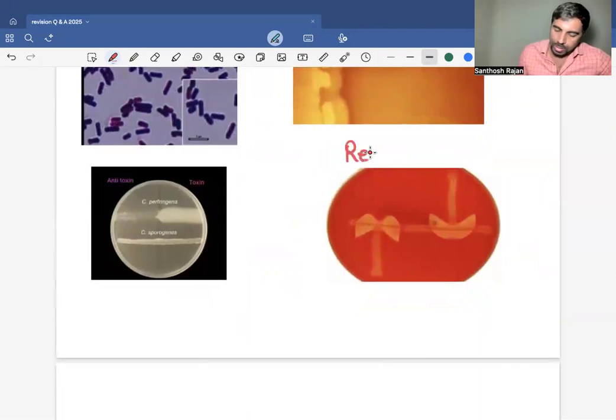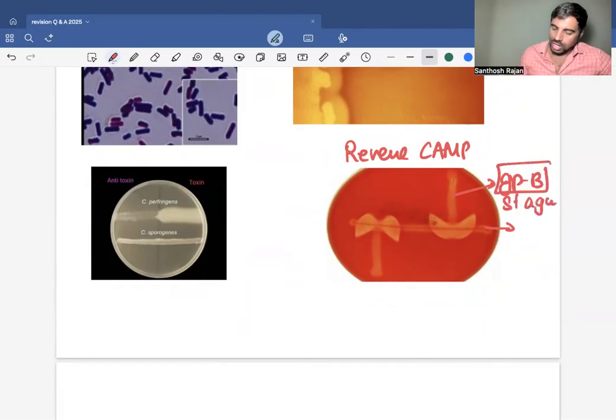Then he's a crazy fellow, so he does reverse CAMP. He always does reverse CAMP. In reverse CAMP, what happens? On the side, it is always the group B, Streptococcus agalactiae, and here instead of Staphylococcus, you put Clostridium perfringens. That's what reverse is.